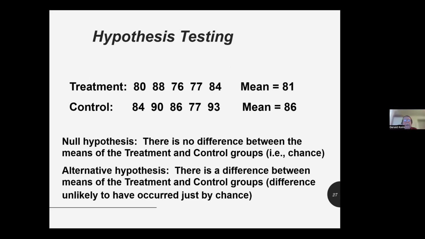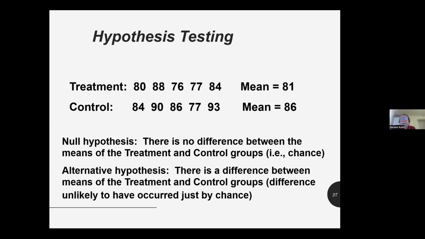My sample is 5 patients in each. The mean of the treatment group is 81 and the mean of the control group is 86. What I'm interested in here is being able to say, did the treatment lower blood pressure? If I just look at the numbers as they are, I'd say, well, sure, it did. It's 5 points lower in the treatment group.